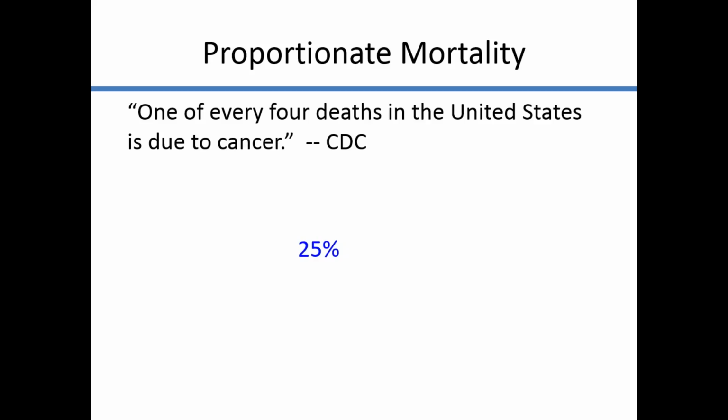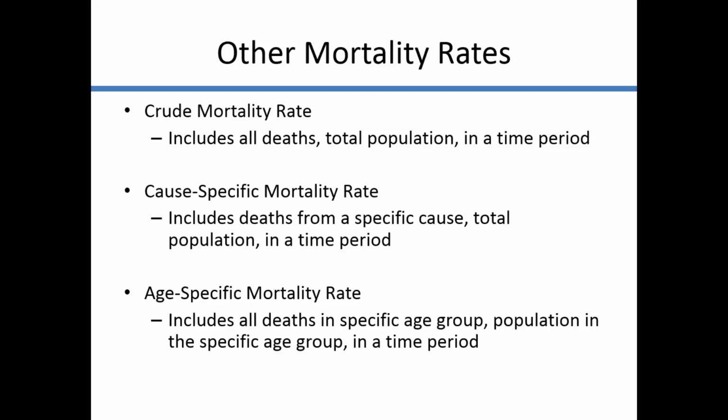Here's an example. 1 of every 4 deaths in the United States is due to cancer. So what's the proportionate mortality? 1 of 4, or 25%. So this crude mortality rate, speaking about mortality rates, includes all deaths in the total population in a time period. Cause-specific mortality includes deaths from a specific cause. For example, what's the cause-specific mortality rate for AIDS?